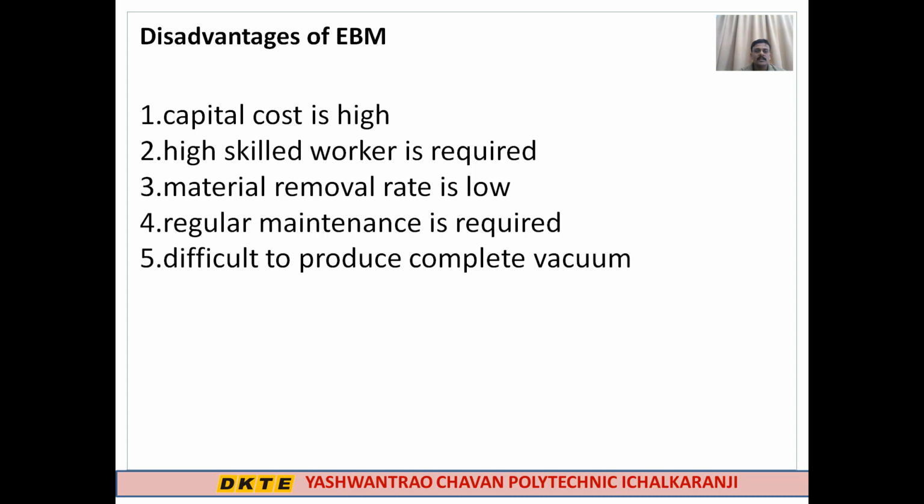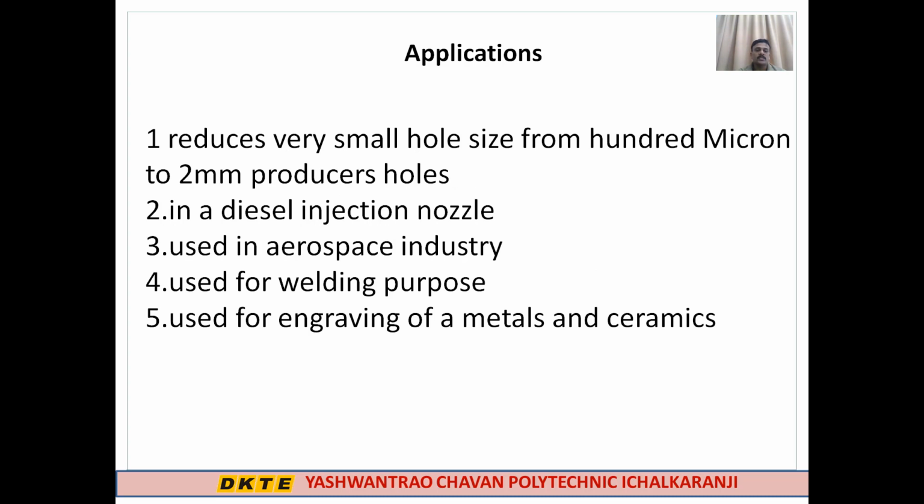What are the disadvantages? Capital cost is high, skilled workers are required, material removal rate is low, regular maintenance is required, and it is difficult to produce a complete vacuum. What are the applications? It produces very small holes, from 100 micron to 2 mm. It is used in diesel injection nozzles, in the aerospace industry, for welding purposes, and for engraving of metals and ceramics. These are some of the applications.